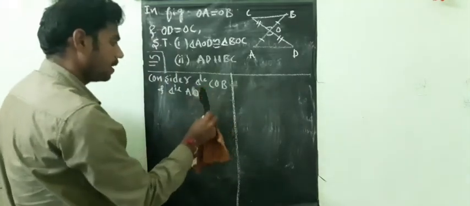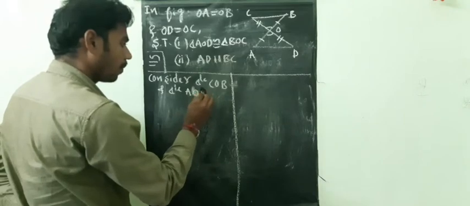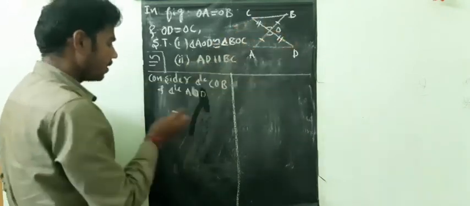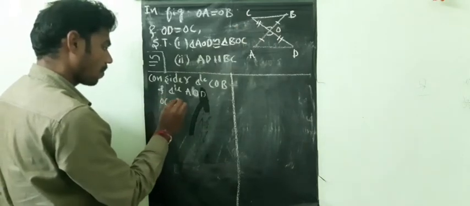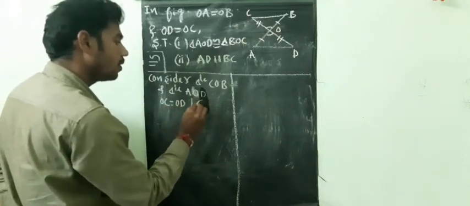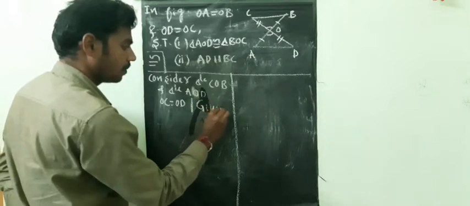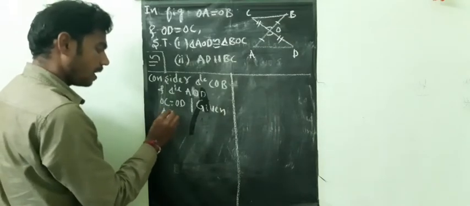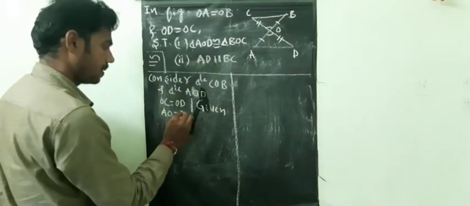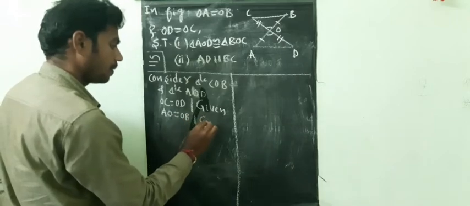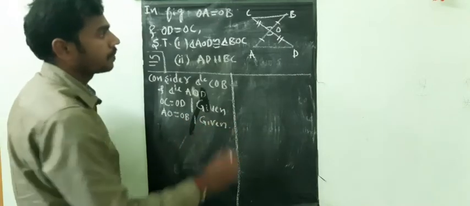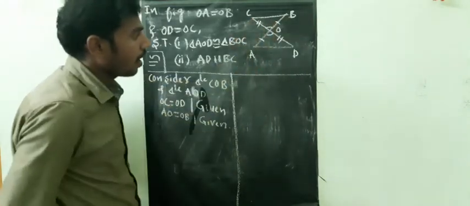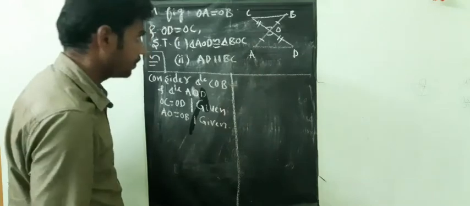Now, in this, what do I need to write? What is given to us? OC is equal to OD. What is the reason? It is given to us. Next, AO is equal to OB. Why? Even it is given to us. And what can I say? Angle COB is equal to angle AOD.